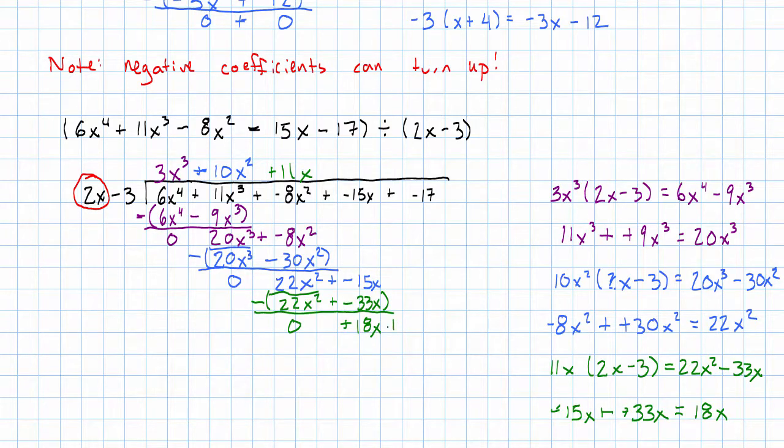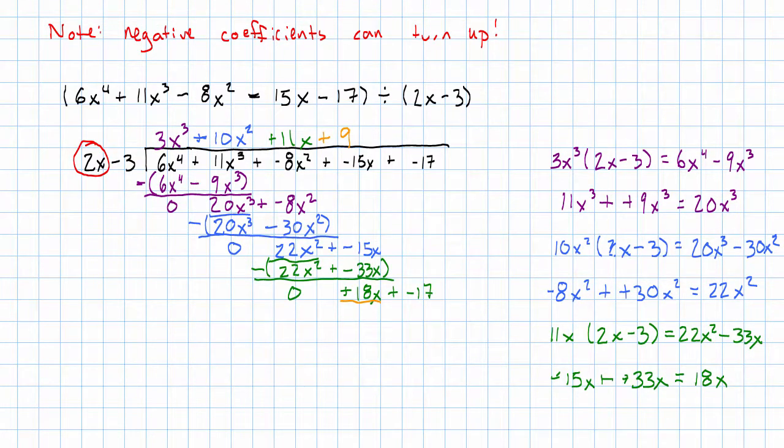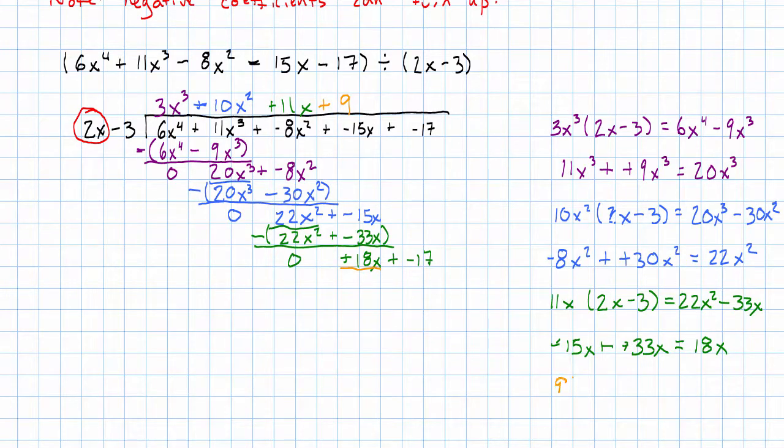Bring down the very last term, the negative 17. And we've got one more round of division coming. Again, we look only at the first term. 2x goes into 18x. Well, 18 divided by 2 is 9. X divided by x is just 1. No need to write that down. So I've got just 9 times 2x minus 3. That's going to be 18x minus 27. So I'll have 18x minus 27. Subtract. Negative 17 minus negative 27. That's the same as plus positive 27 is positive 10.